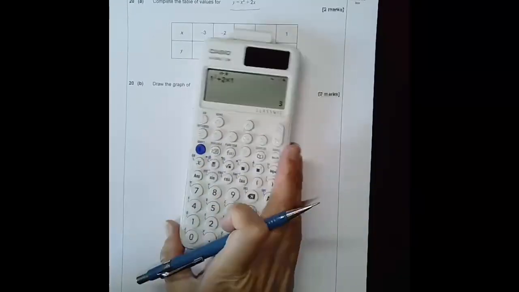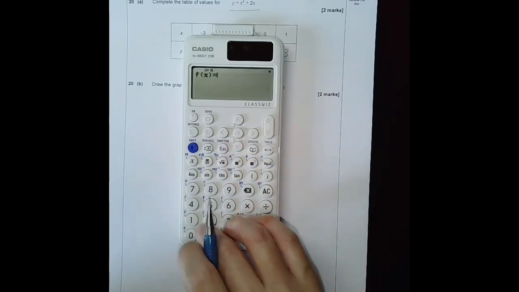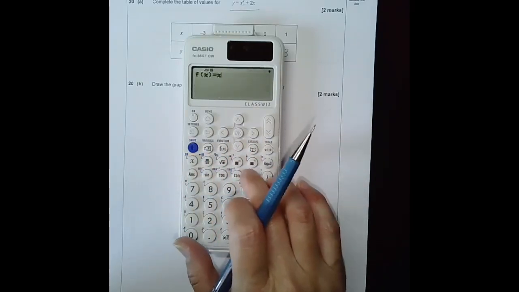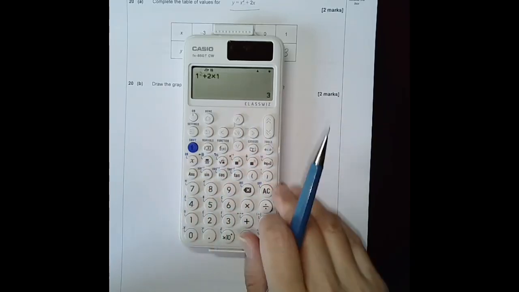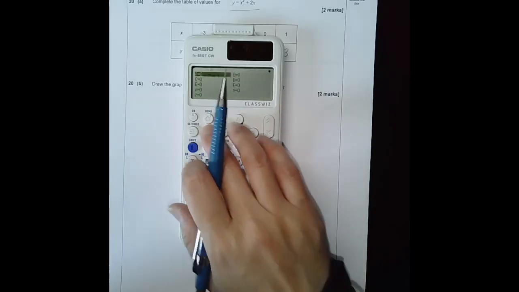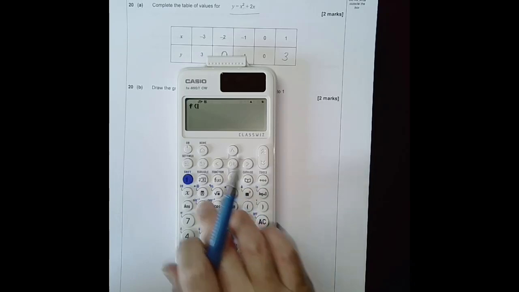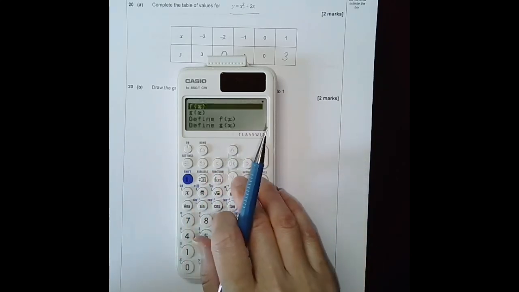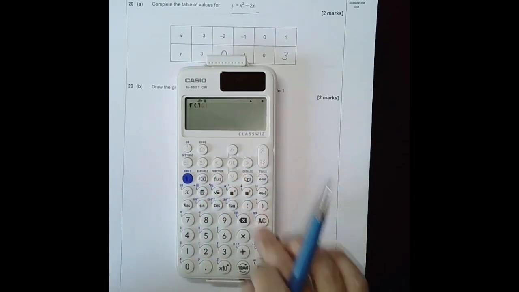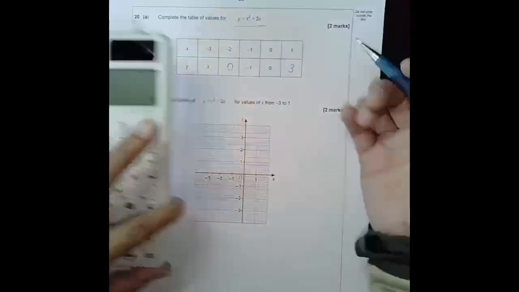Alternatively, you can use the table there or function, so you can define the function. We can have x squared plus 2x. And then the function, you can have f -2, so you got 0, and then same thing, we have f1 equals to 3. Either way you can do it, but depends on how many numbers you have there.